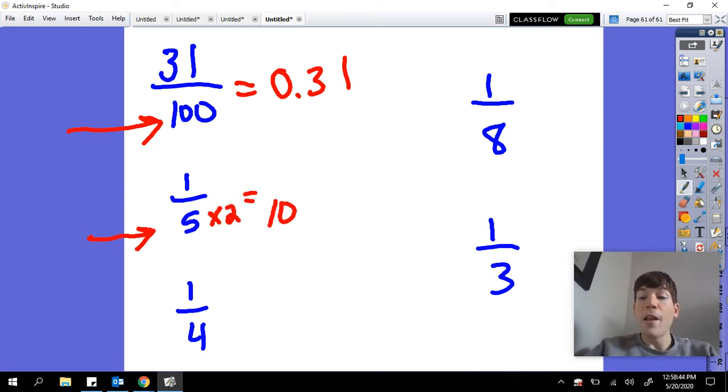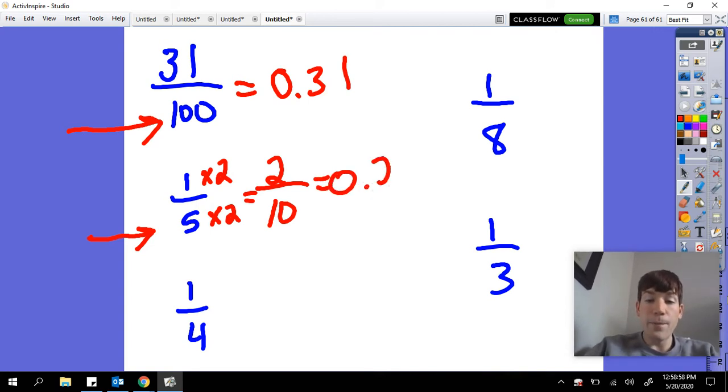We'd get 10. But whatever we do to the denominator to keep our fraction the same, we have to also do to the numerator. 1 times 2 is 2. So we could say 1/5 is the same as 2/10, which would look like this. So 2/10 is the same as 1/5. That will work anytime we're working with fifths, by the way. You can always change the denominator to 10.